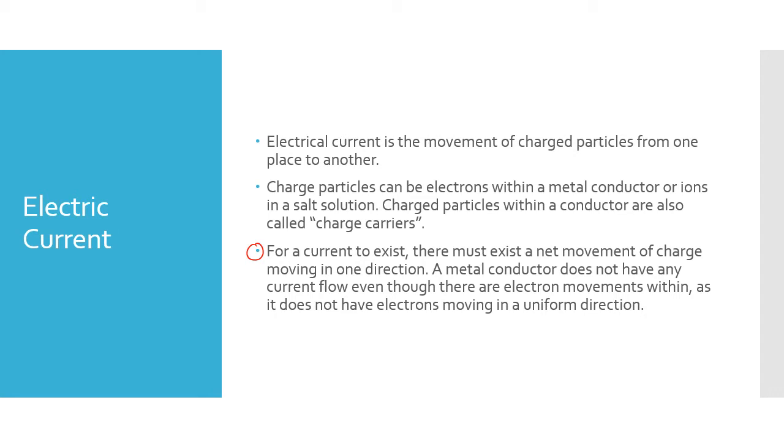A metal conductor does not have any current flow, even though there are electron movements within, as it does not have electrons moving in a uniform direction. So please keep that in mind. Electron currents will only flow in one single direction.